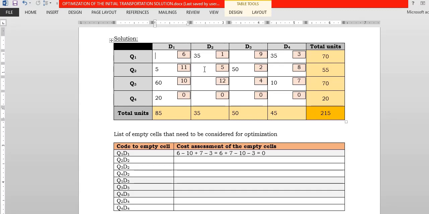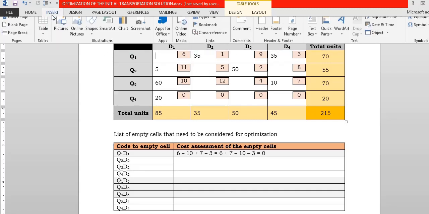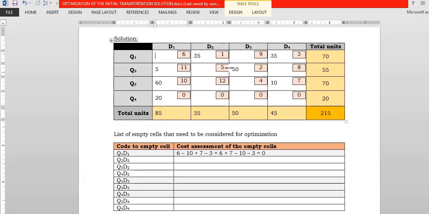This here, Q2 D2. Now Q2 D2, we have to find out where to pass. For instance, I need to know how to move. It's difficult to make a loop here, but I'm going to make it happen. So, anti-clockwise loop, we shall start from here. We move to our right, up to there. There is an allocation here.